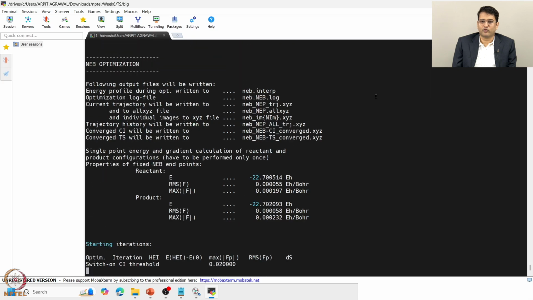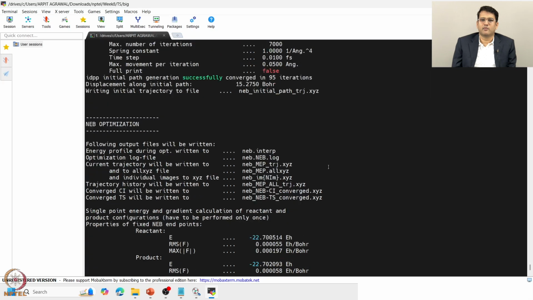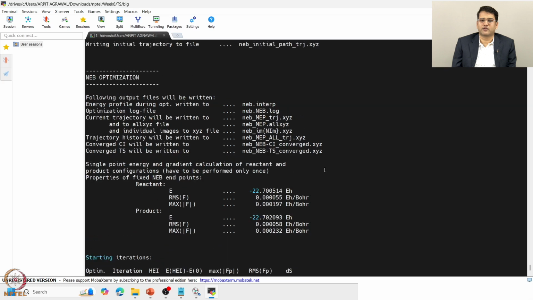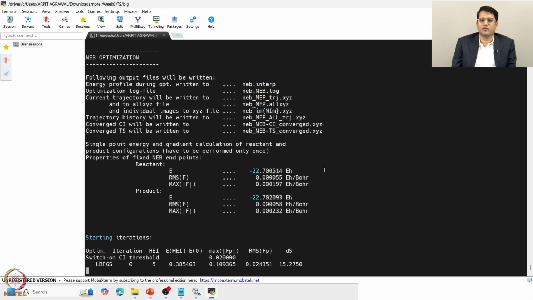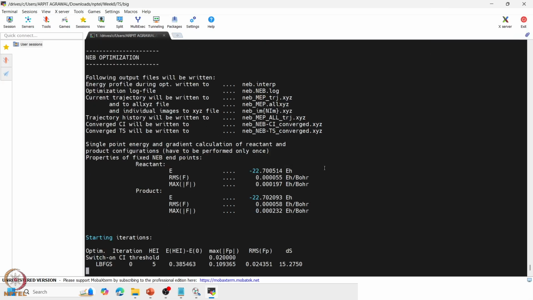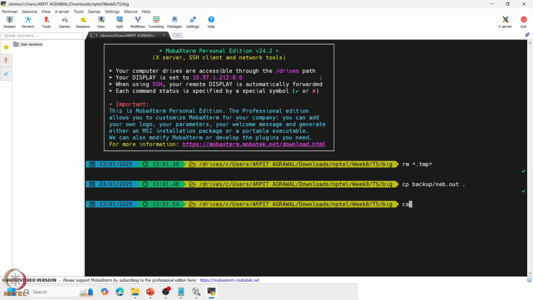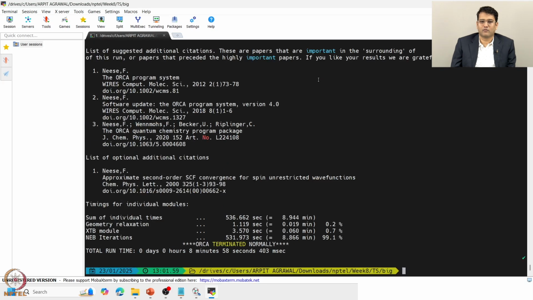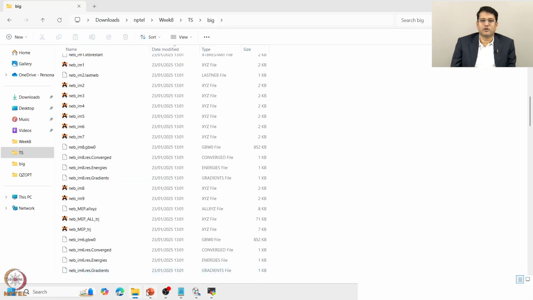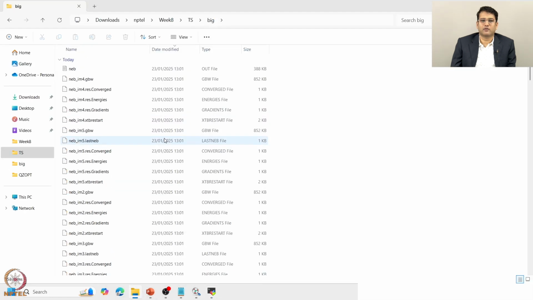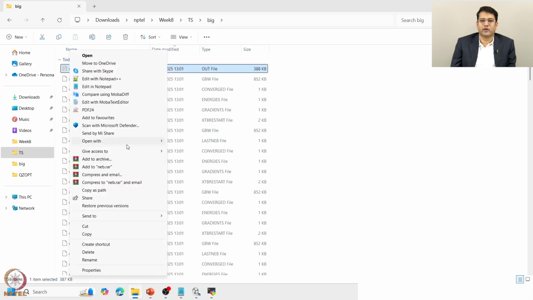Because I have given pre-opt 2, it will try to optimize it, but because the reactant and product structures were pretty close, the optimization should not take so much time. So now my job is complete. It took me 8 minutes. I can open the neb.out using my Chemcraft.